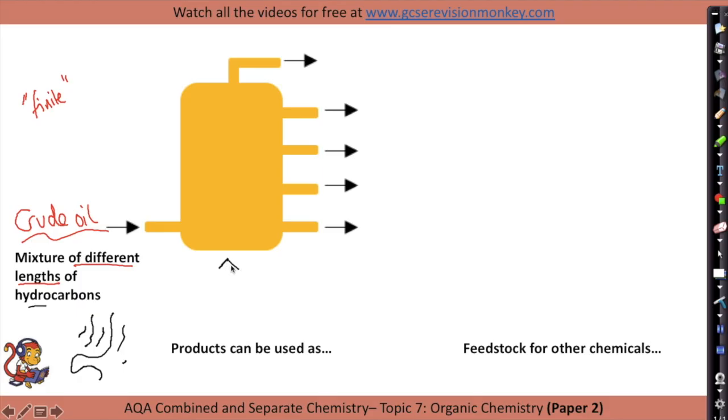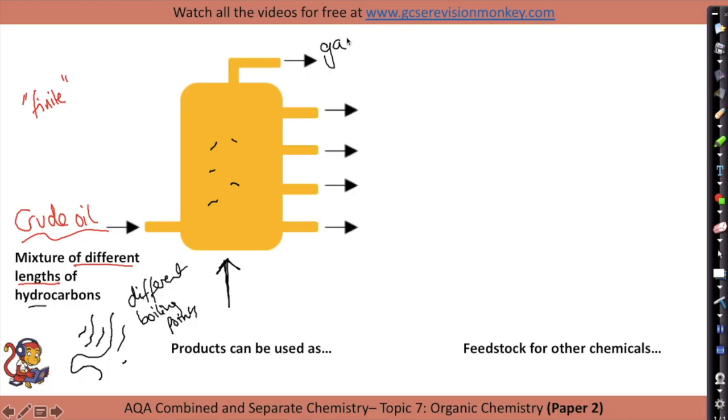So in the bottom of the fractional distillation tower, there will be a big furnace to heat the crude oil that goes in. The reason that they separate is because these fractions here have different boiling points. So the short molecules here have low boiling points, and they evaporate straight away and start to rise up the tower. And they will actually come out the top of the tower.